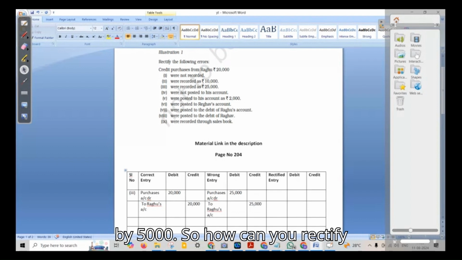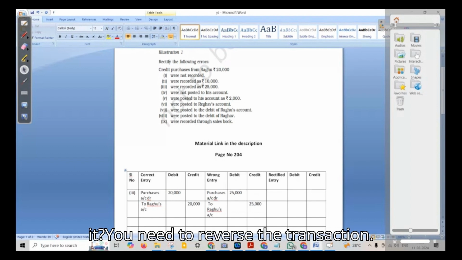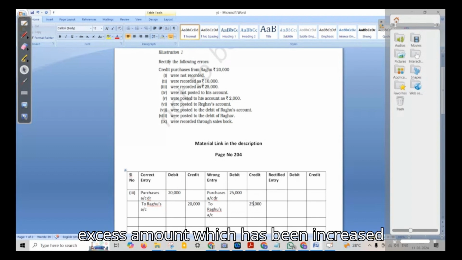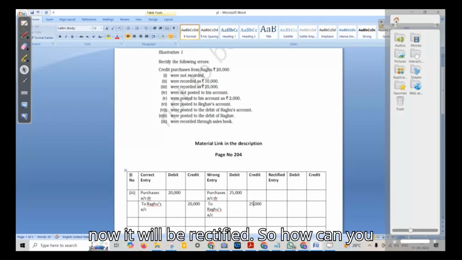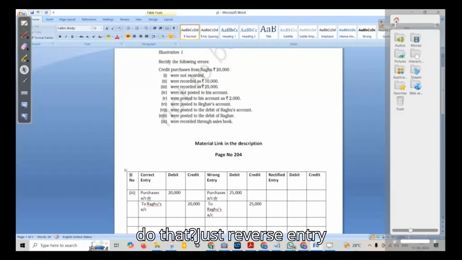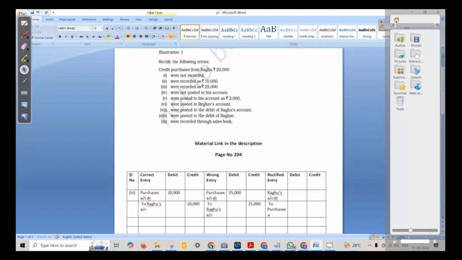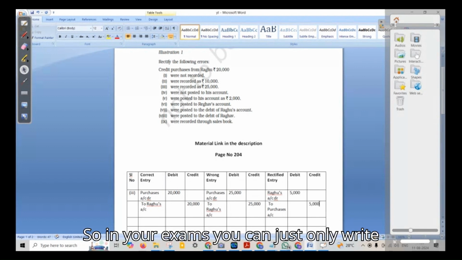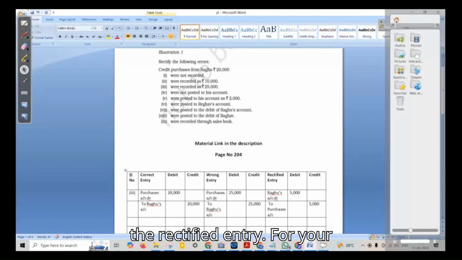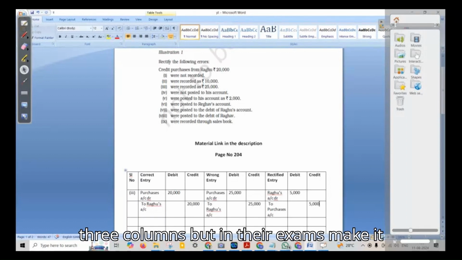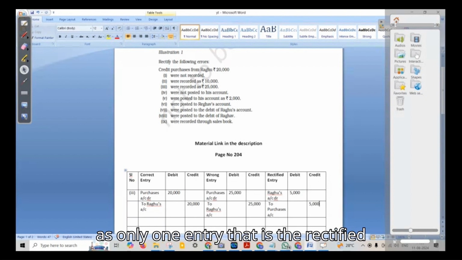Here the amount is increased by 5,000. So how can you rectify it? You need to reverse the transaction. When you reverse the transaction, the excess amount which has been increased will be rectified. How can you do that? Just reverse the entry: Raghu's account debit to purchases account, amount 5,000. In your exams you can write only the rectified entry. For your understanding I am showing 3 columns, but in your exams make it only 1 entry, that is the rectified entry.